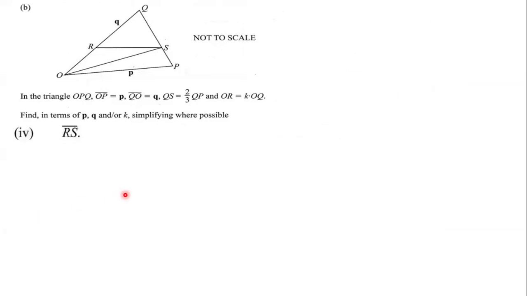Okay, so next we have RS. What is RS? Well, what does RS mean, first of all? RS means that we start at R and we end at S. Well, how do we do that? We can go from R to O, then we're going to go from O to S. And that's good because we know what OS is. We just calculated what OS is. But what is RO?